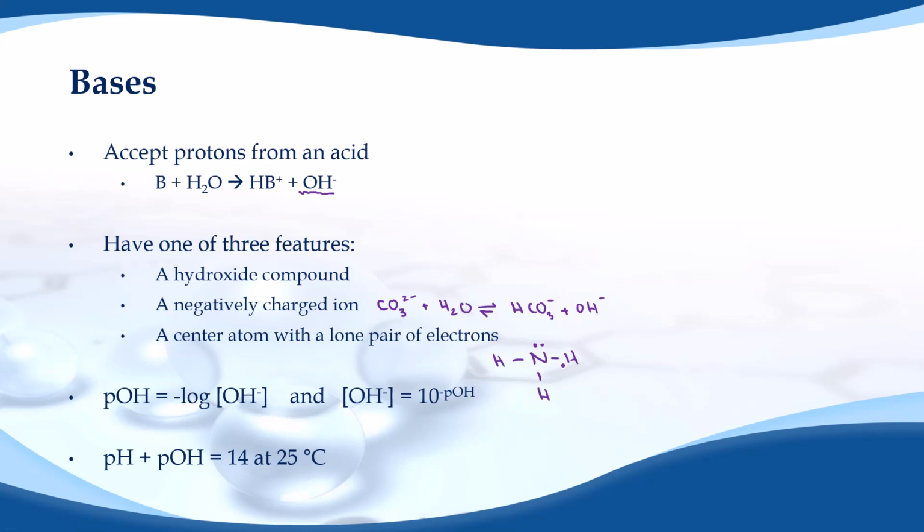And again, just like we had for pH, for bases we have pOH, which is based on the concentration of the hydroxide ion. And we can go back to the hydroxide concentration if we have pOH. Another important mathematical relationship is that the total of pH and pOH will add up to 14 exactly at 25 degrees Celsius. If you change the temperature, this value will change slightly.